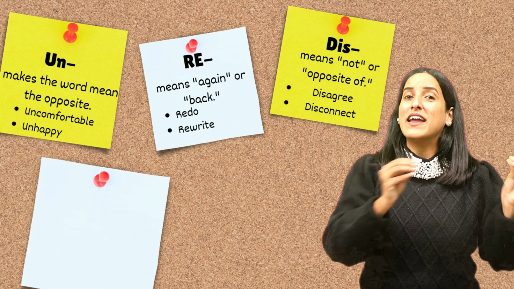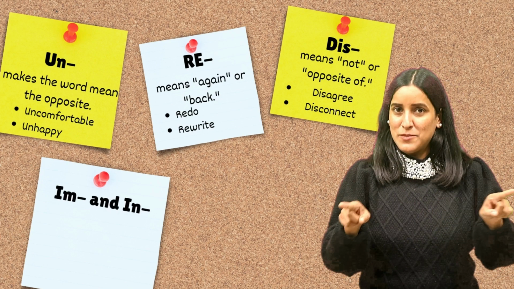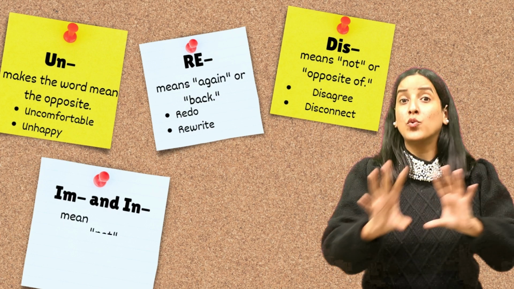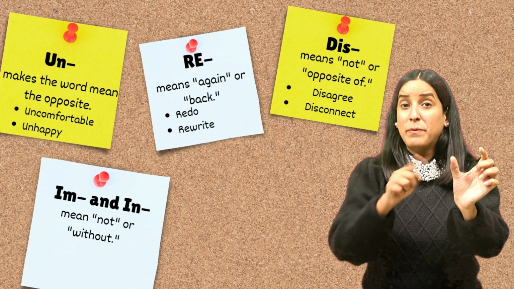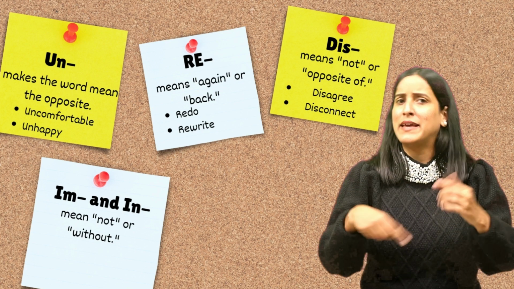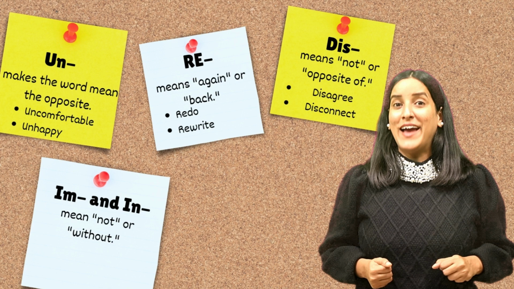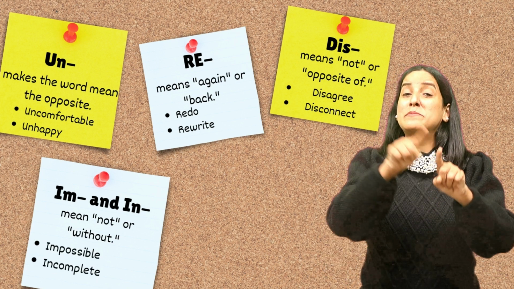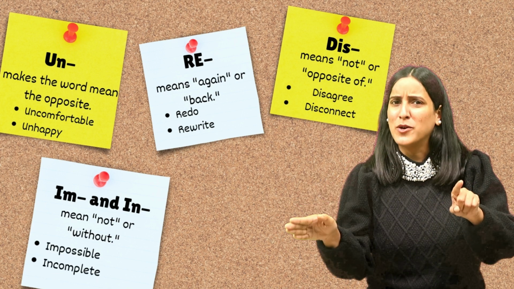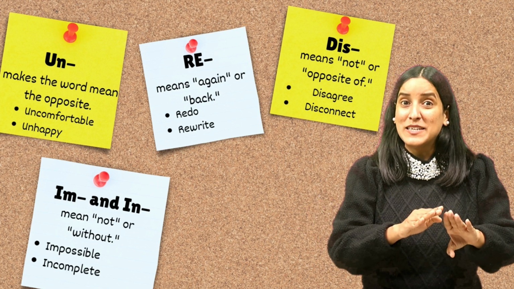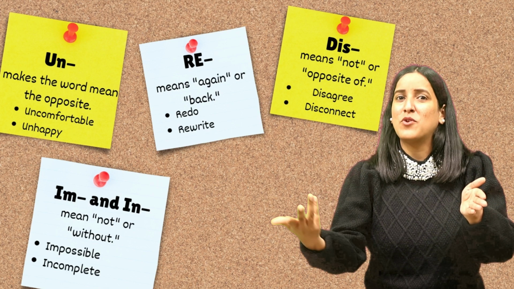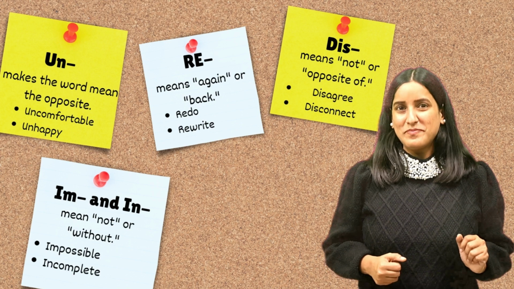The fourth ones are im and in. Now, both these prefixes mean not or without. Now, use im before words starting with m or p and use in with other ones, right? Like possible becomes impossible, means not possible. Yes, complete becomes incomplete, which means, of course, it was not complete, right?